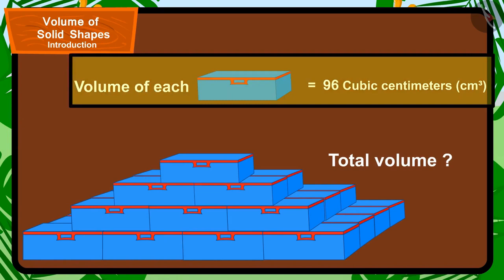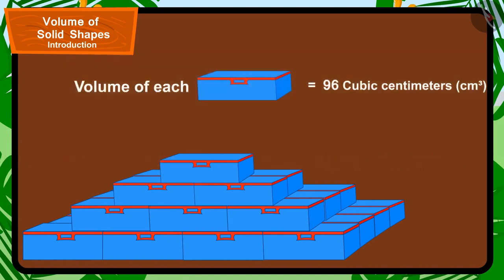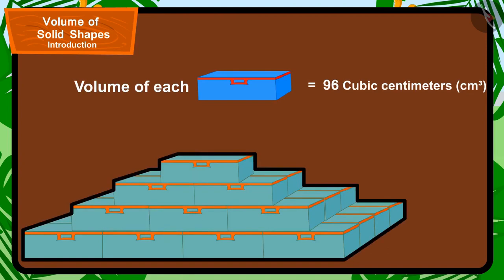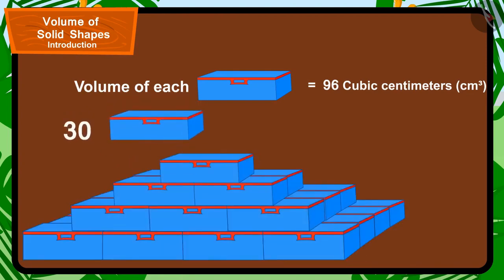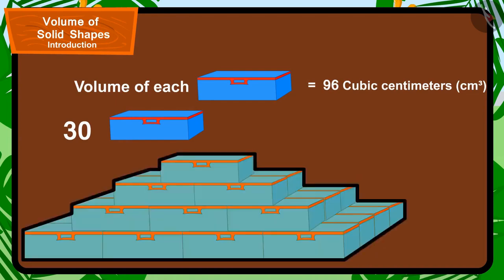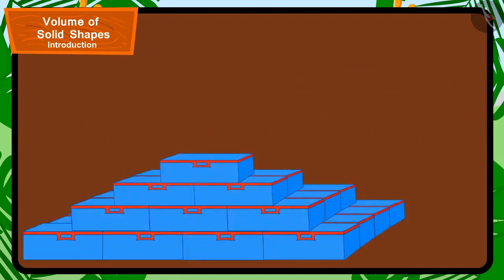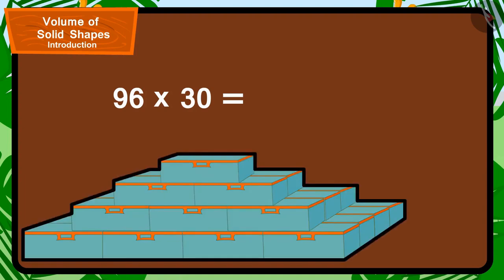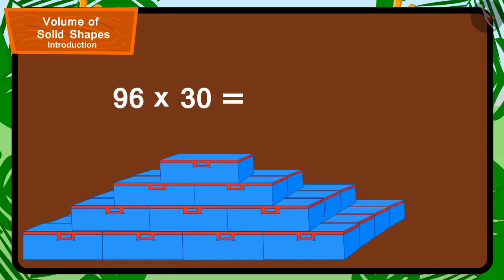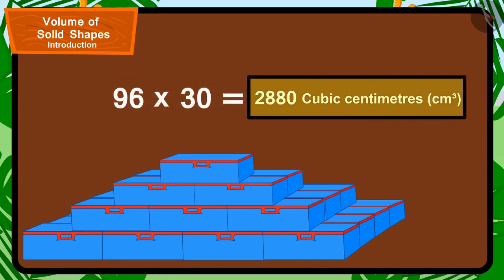The volume of a compass box is equal to 96 centimeters cube. And Babban has used a total of 30 compass boxes in this shape. To find the volume of the total number of compass boxes being used in the shape created by Babban, we will have to multiply the volume of one compass box by the number of total compass boxes. In this way, the volume of all the compass boxes being used in the shape made by Babban will be 96 by 30, 2880 centimeter cube.